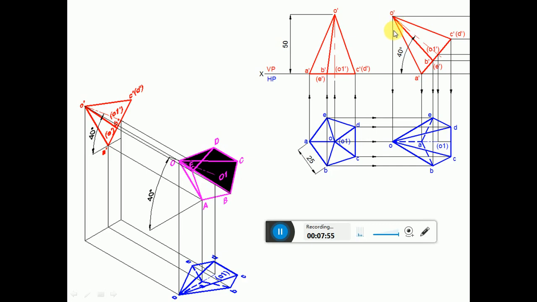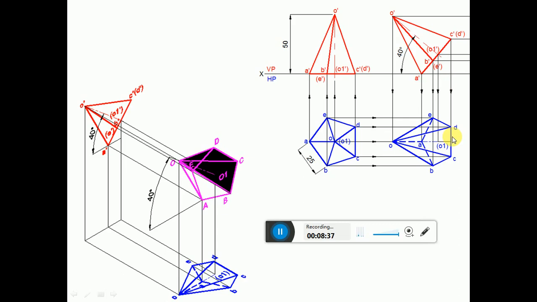Draw a vertical projector from O dash to the top view and a horizontal projector from O to get this point O. Similarly, draw a vertical projector from A dash and a horizontal projector from A to get this point A. Draw a vertical projector from B dash, E dash and horizontal projectors from B and E to get these two points B, E. Draw a vertical projector from O1 dash and a horizontal projector from O1 to get this point O1. Then draw a vertical projector from C dash, D dash and horizontal projectors from C and D to get these two points.